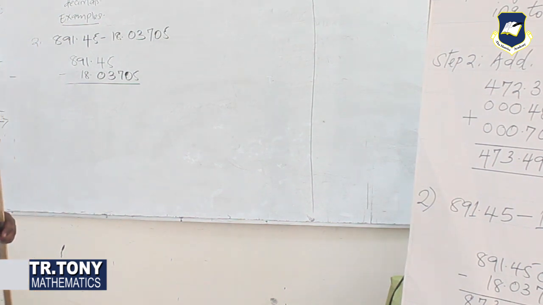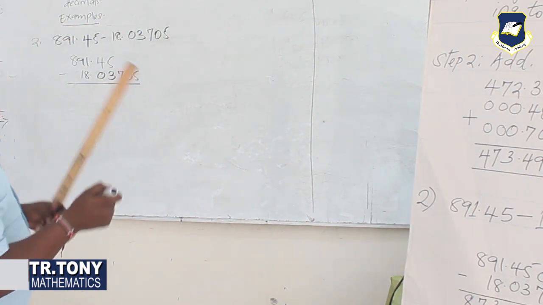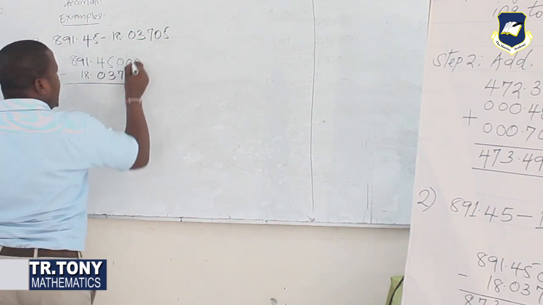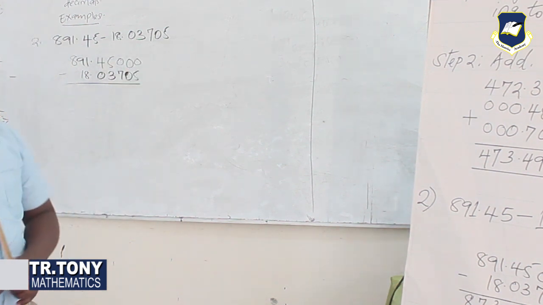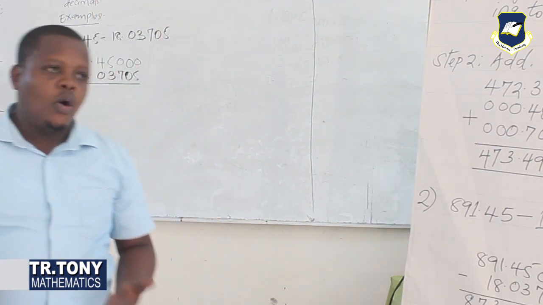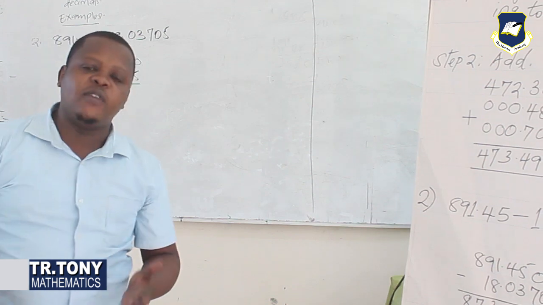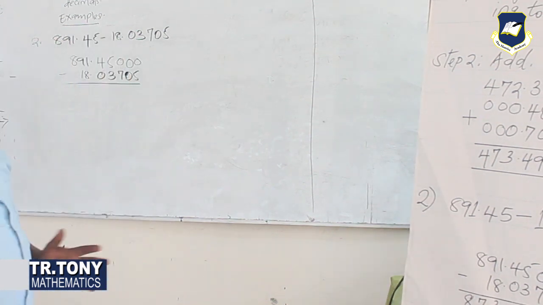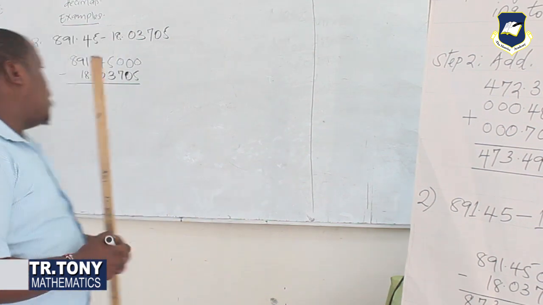In such an example, it is easier if you add zeros here. Remember, those zeros will have no effect, whether it comes to addition or subtraction. They only have an effect when it comes to the place values. But if it comes to addition or subtraction, then they have no effect.